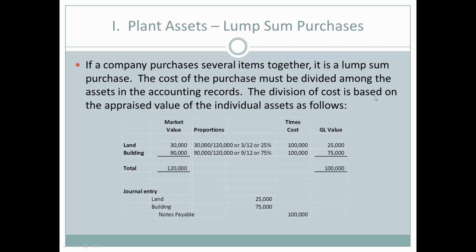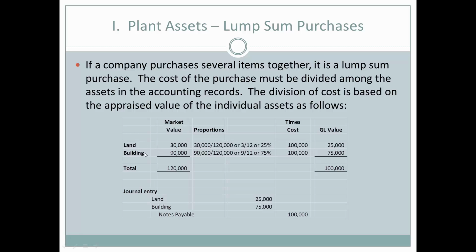The division of this cost is based upon the appraised value of the individual assets, as follows. Let's look at this calculation. Typically, you will have the land, the building, any equipment, anything you're purchasing appraised, because you're trying to determine whether the amount you're going to pay is correct in relationship to the market value or an appraised value. So you're going to accumulate the market or appraised value for all of the individual components that you're purchasing.